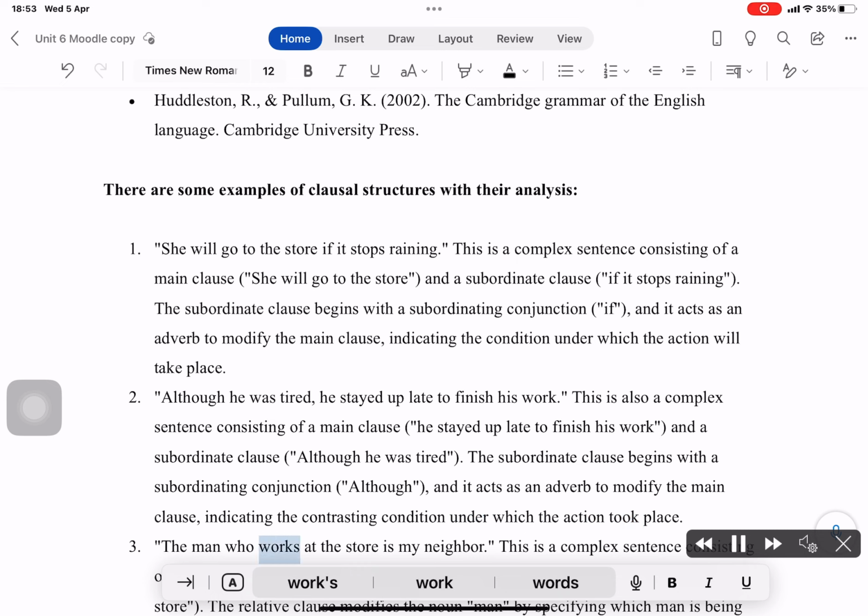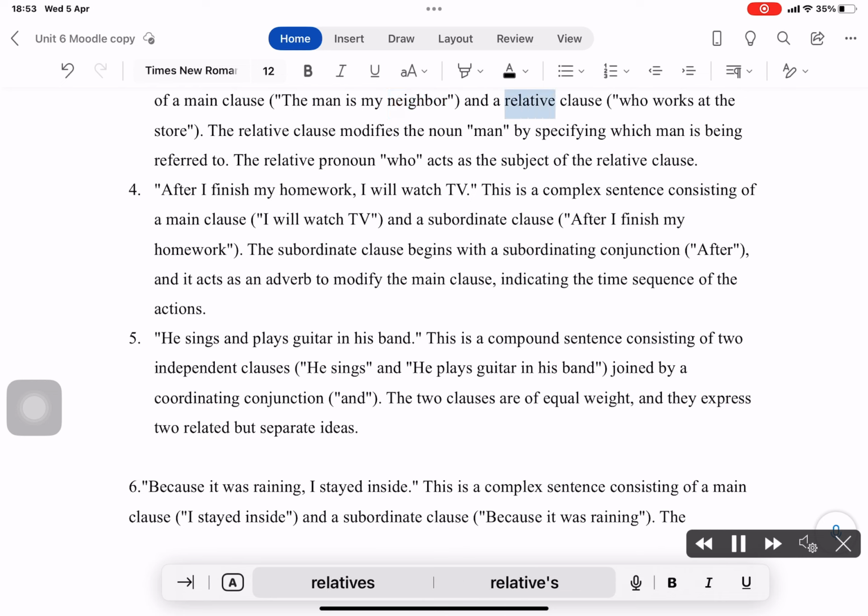The man who works at the store is my neighbor. This is a complex sentence consisting of a main clause, the man is my neighbor, and a relative clause, who works at the store. The relative clause modifies the noun man by specifying which man is being referred to. The relative pronoun who acts as the subject of the relative clause.